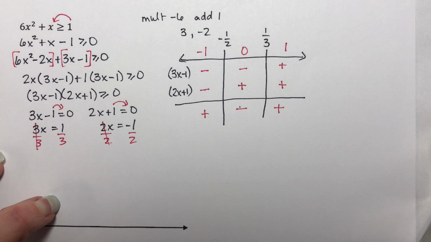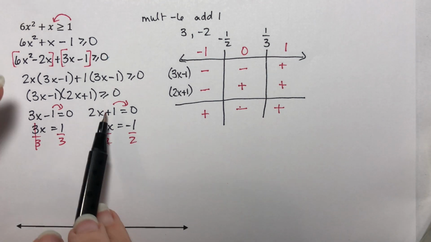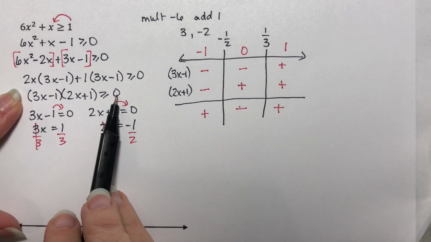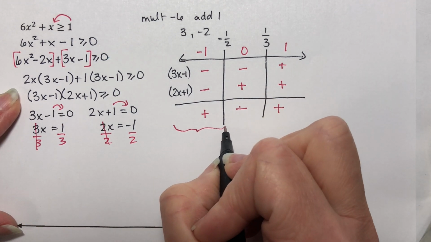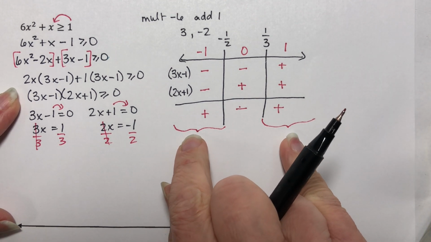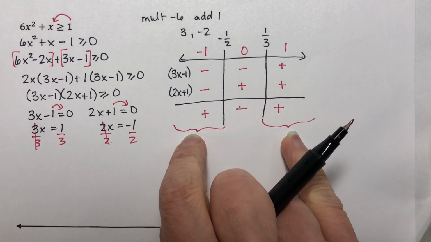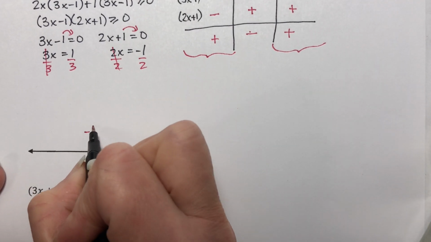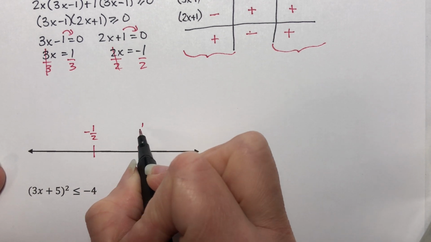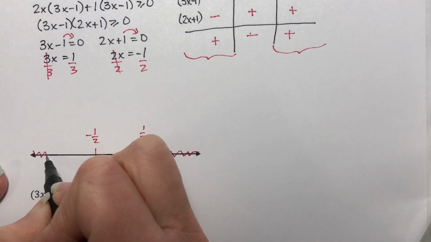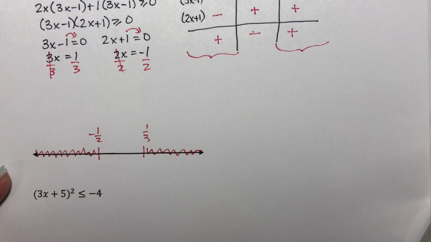Now what are we looking for? We're looking for this thing to be greater than or equal to 0. So I'm interested in where this thing is positive, and it's positive here and here. So I have two distinct regions where my answer is positive. On my graph, I have negative 1/2 here, 1/3 here, and I'm shading this way and this way. My graph goes off in two directions because there are two regions that work.